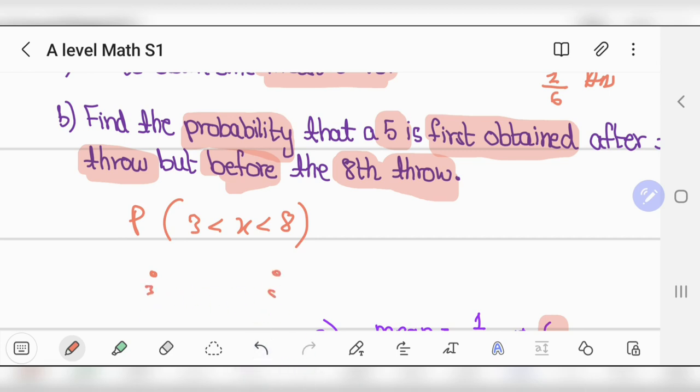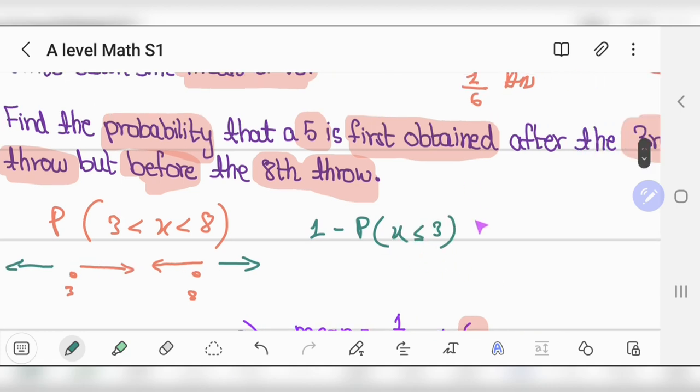This is 3 and this is 8, and saying that it's in here, around here. And we need to find the probability. So what we're going to do, as we have done in binomial, we're going to take 1 and then minus the probability of x less than or equal to 3, and the probability of x greater than or equal to 8, and then subtract it, and then you will get the probability of this one.